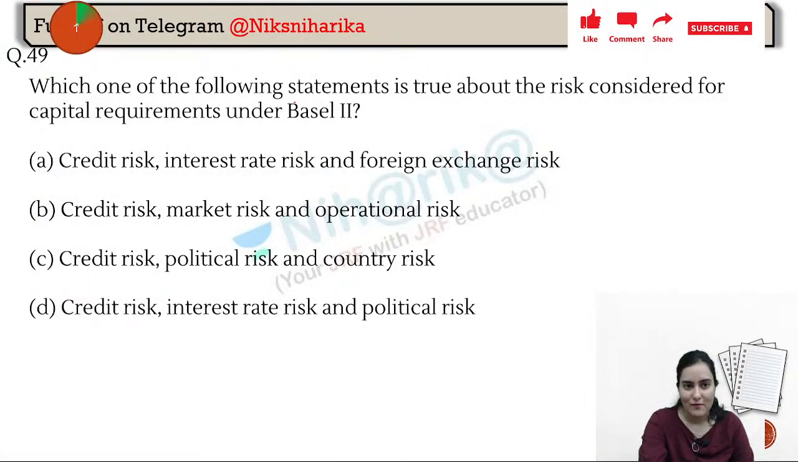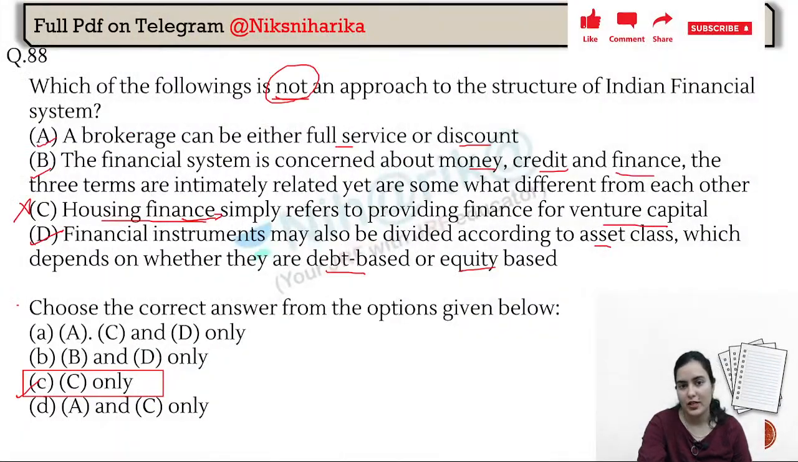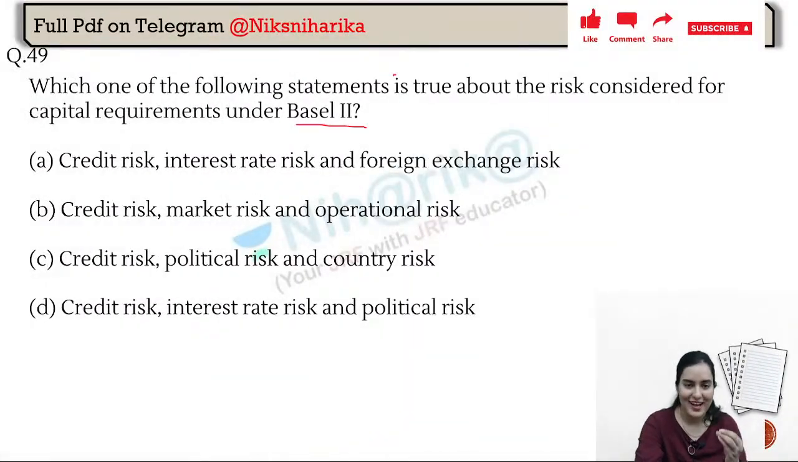Okay, now this one. Which one of the following statements is true about the risk concern for the capital requirement under Basel II? Basel norms you have not done till now, only 2 classes got completed, but still, let's see. In option A, brokerage can be either full service or just discounted service, like half amount or half time related to that.